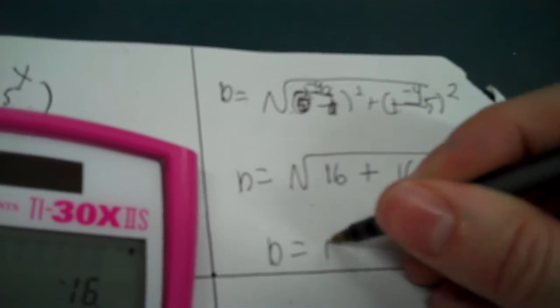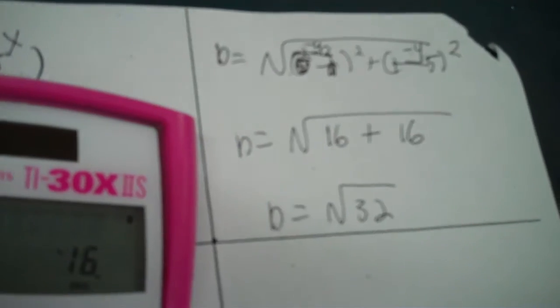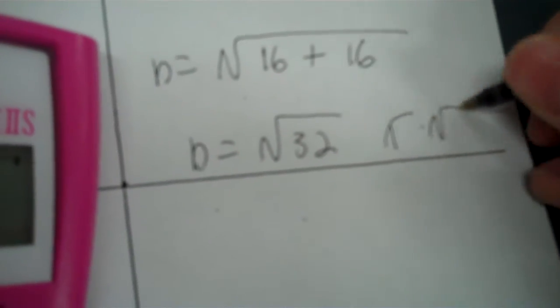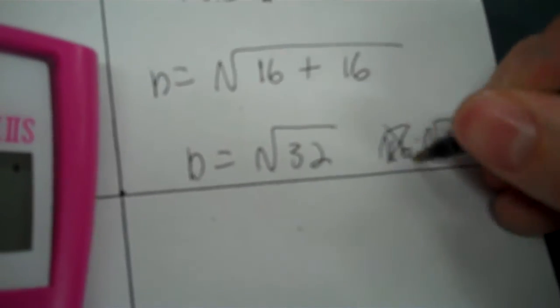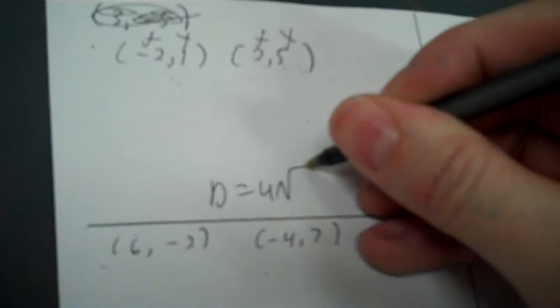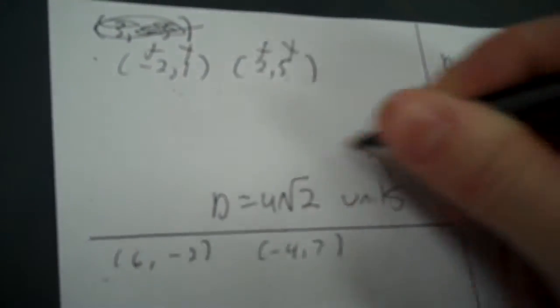Now that makes 32, but now you need to simplify the square root of 32. From the board it divides by 16, you get 2. So that would be 4, d equals 4 square root 2. And the label on this would be just units. Could be feet, centimeters, inches, whatever. Could be units.